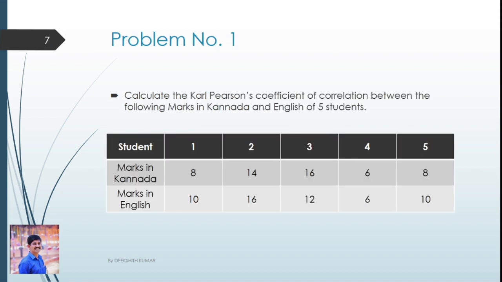Now let us see the first problem. Calculate the Karl Pearson's coefficient of correlation between the following marks in Kannada and English of 5 students. Students are 1, 2, 3, 4, 5. Marks in Kannada are 8, 14, 16, 6, 8. Marks in English are 10, 16, 12, 6, 10.